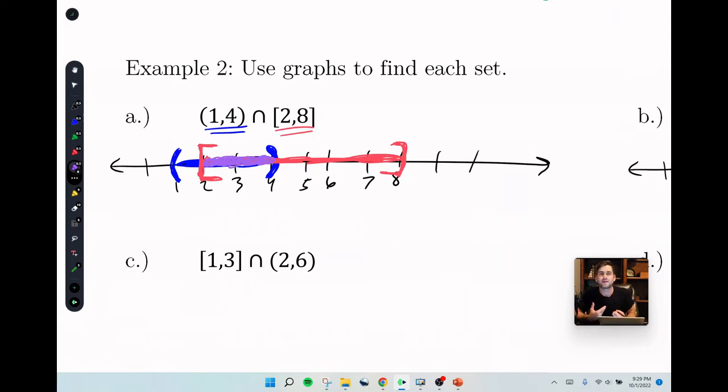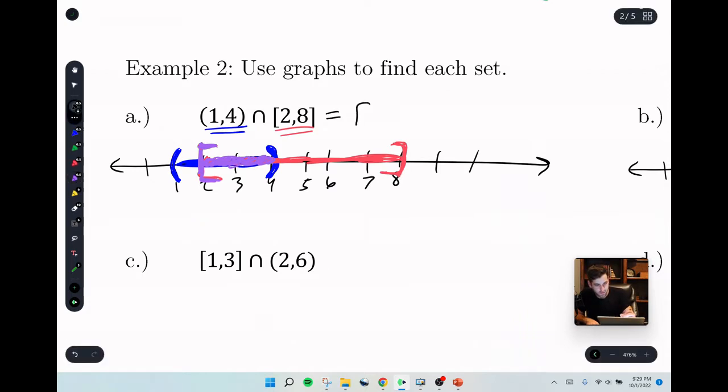Well, the cool thing is we just get to use those symbols that are right there. Does the blue set include 2? Well, absolutely, because it's still inside of it, right? And does the red set include 2? Yes, because it's got a closed bracket. So we can start with 2. And then how far do we go?